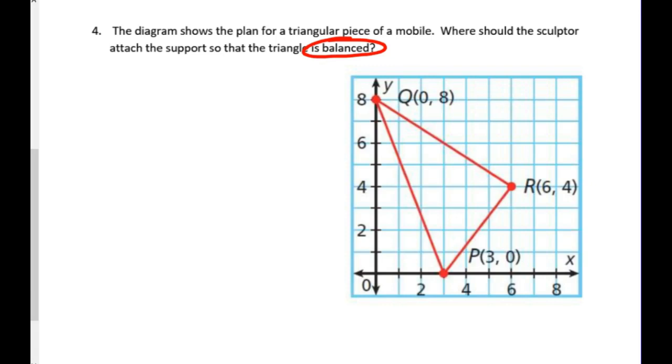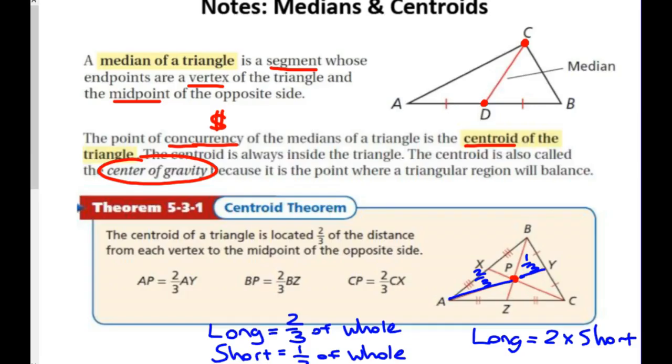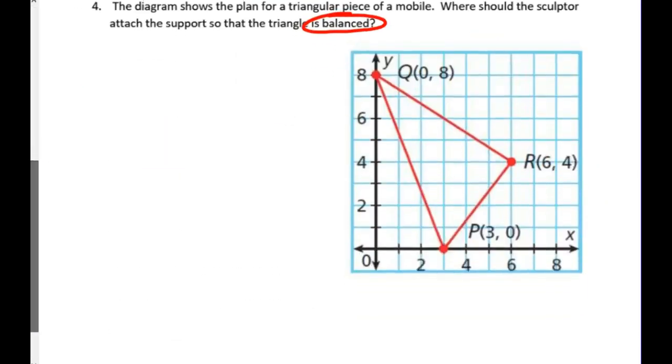Now, here's the dealio. I need to be able to make 3 medians. And what's a median again? Let's go back in time. A median is a segment, and the endpoints are what? Vertex and a midpoint, okay? So here's the deal. I can do that. All I need to do is find 3 midpoints, okay? So I'm going to give you the easy way to find midpoint. You should be able to do it using midpoint formula. You should not ever just guess. So here's an educated way to find the midpoint, okay?